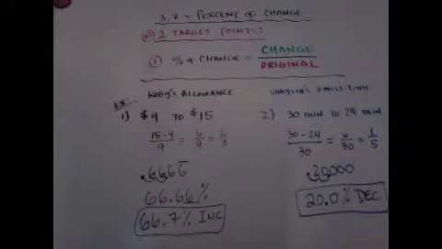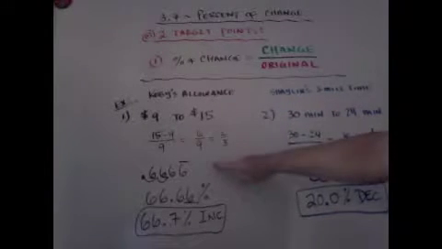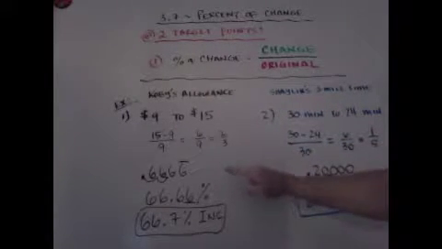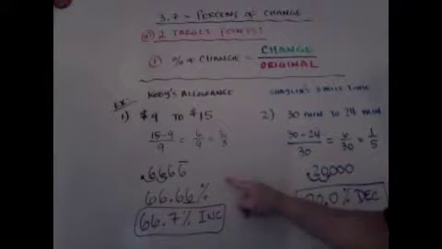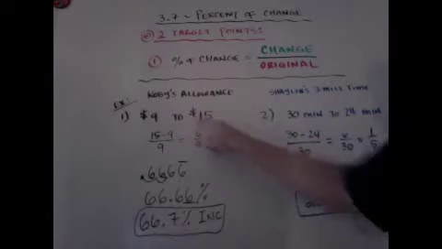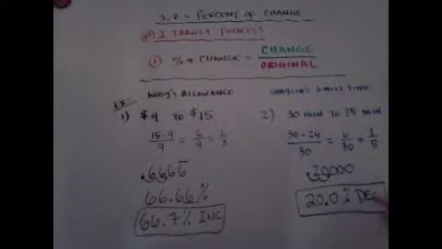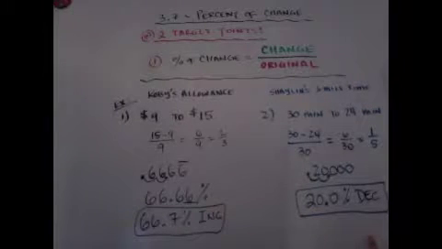So in this case, percent of change is change over the original, change it to a decimal, put it to a percent, and then round that percent to the nearest tenth of a percent. And then you just look: if it went up, it's an increase. If it went down from 30 to 24, it's a decrease. And that's how you do percent of change.